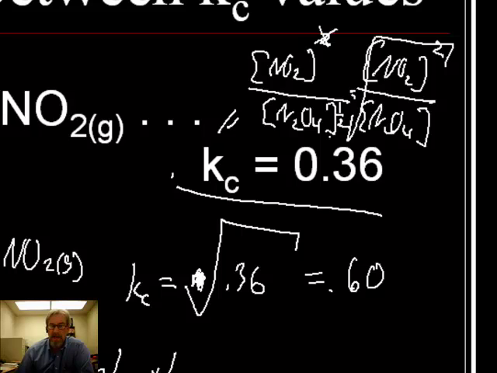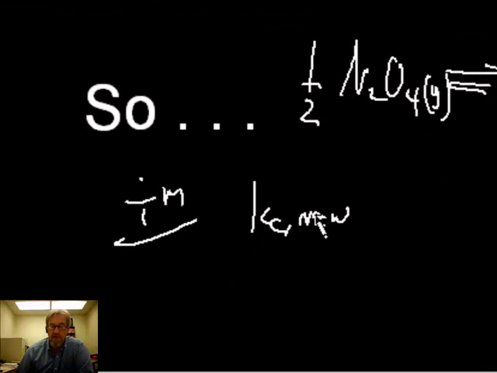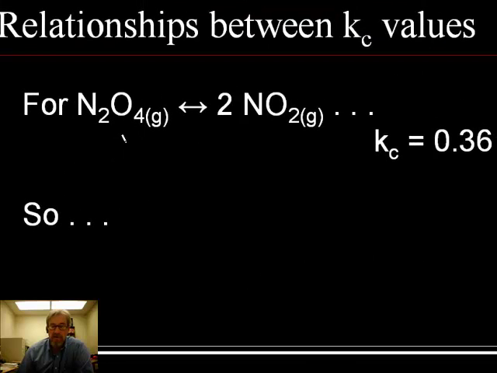0.60. But if I had divided them in thirds, then I'd take the cube root. If I had divided them in fourths, I'd take the fourth root. So, in general, we can say that Kc for the new expression, if you divide by m on all the coefficients, the new Kc is going to be the nth root of the old Kc. Let's look at this case.